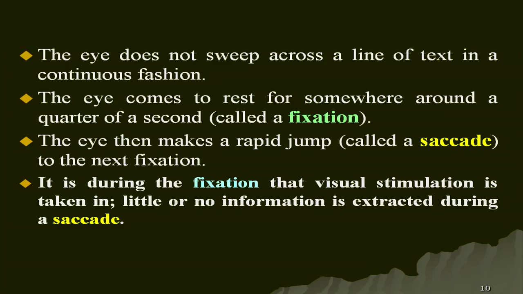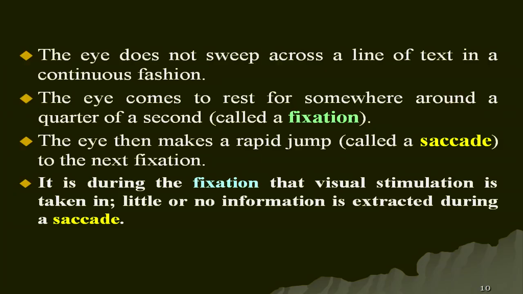The eye does not sweep across a line of text in a continuous fashion. When we read something, the eye does not move continuously in a sweeping manner. How do we read? The eye comes to rest for somewhere around a quarter of a second, and that is called a fixation. As you are reading, the eye comes to rest for around a quarter of a second. So, we fix our eye for some time on something.